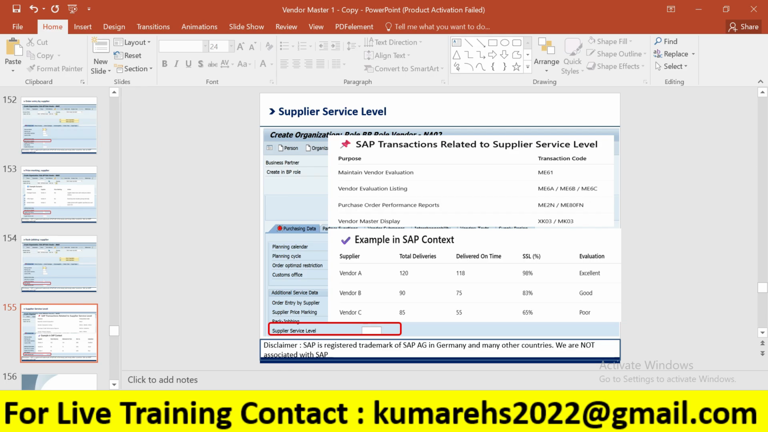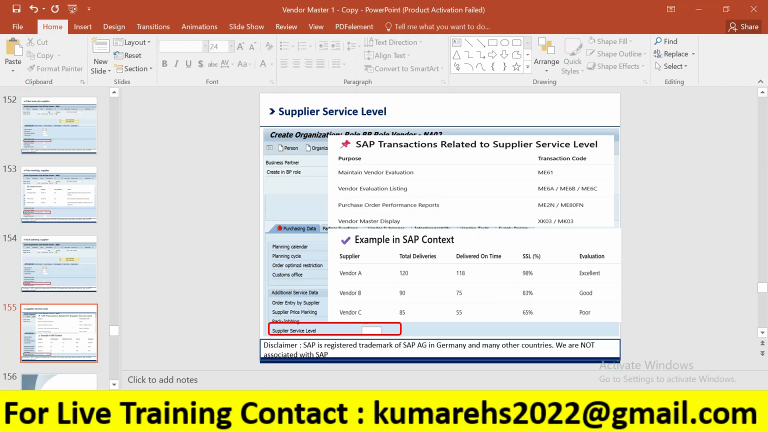Stage number 3, influence in MRP planning. High service level: low safety stock, preferential sourcing, reduced supply chain risk. Low service level: extra safety stock, increased procurement lead time, consider alternate supplier. How does SAP calculate it? SAP checks PO delivery date, goods receipt date, quantity delivered, and quantity inspection result if applicable. Based on this, the system automatically generates a score between 0 and 100.